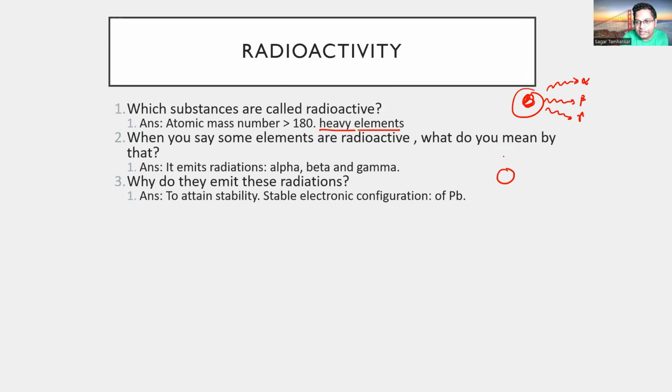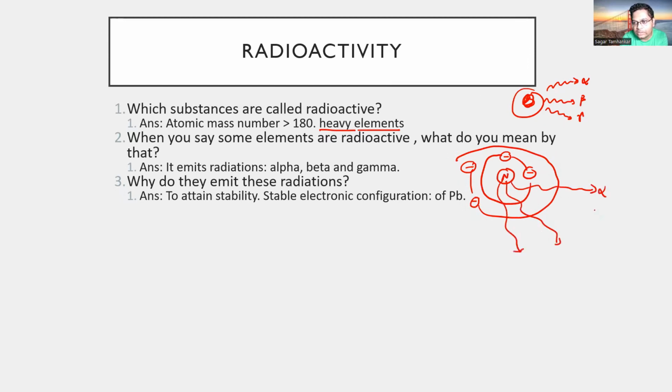So when I say these radiations, I'm saying that there are electrons that are orbiting, but all these radiations are given out from the nucleus. So it is a nuclear thing. Alpha, beta, gamma are given out by the nucleus. The heavy elements, which are more than 180, are trying to become lead, or trying to become stable. Any questions you have?